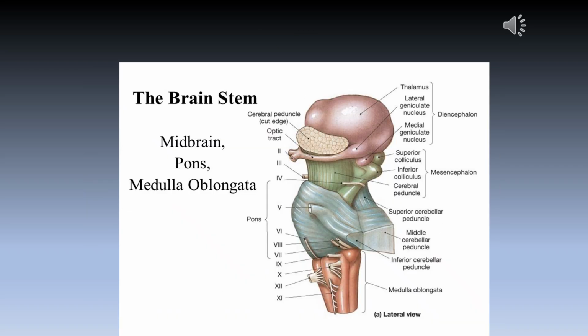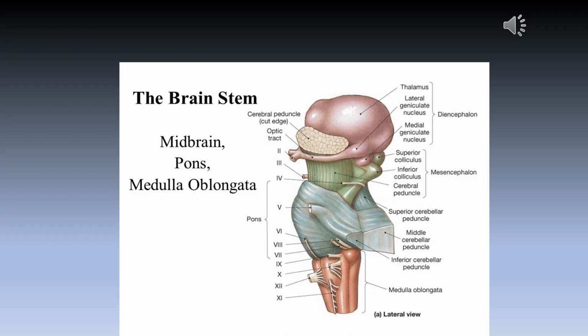Well, don't let this picture scare you. It's a little bit busy, but I wanted to show it first because I want you to see where the midbrain is located before we take a cross-sectional look at it. Now, remember that the thalamus and the hypothalamus are parts of the diencephalon. We will talk about that in another PowerPoint. This PowerPoint deals with the brain stem.